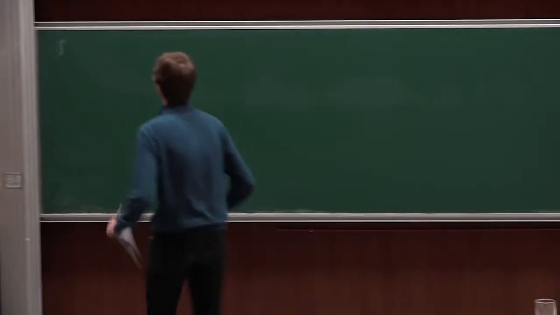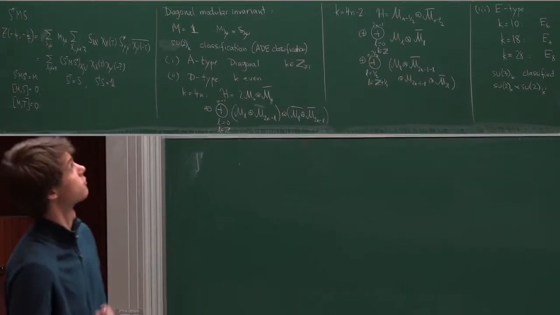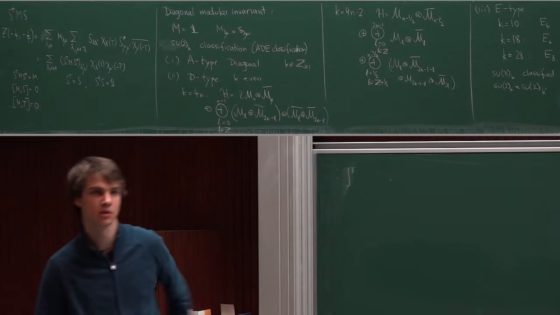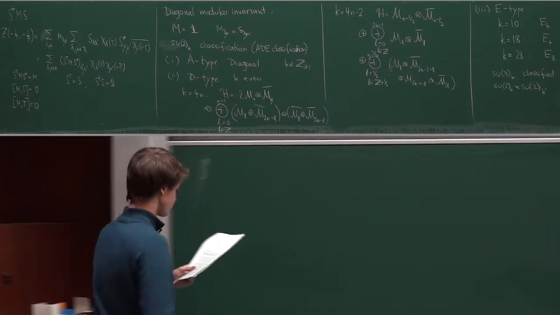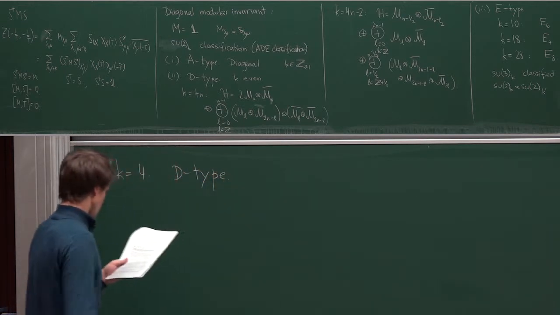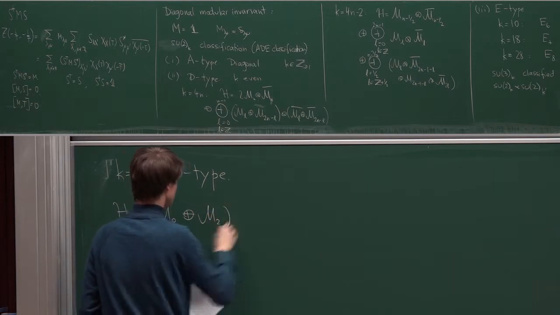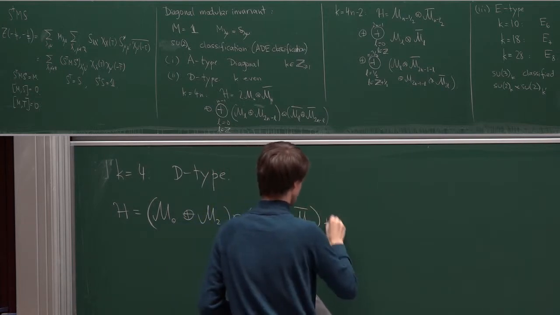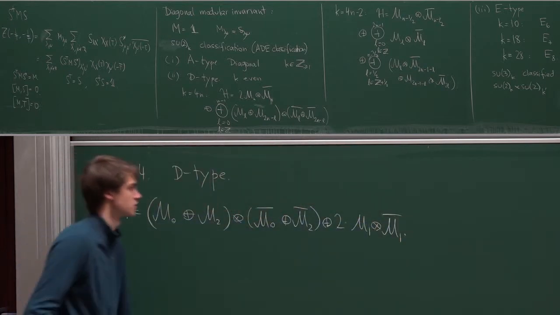And let's look at the simplest non-diagonal modular invariant we have, which is the D-type modular invariant at k equal to 4. There's actually also one at k equal to 2, but it happens to be accidentally equal to the A-type modular invariant, like in Lie algebras, where also the small d's are, the d2 is the a2. Good, so let's look at this k equal to 4 D type. And let's just write it again. So it's M0 plus M2 tensor M0 bar plus M2. And then we have 2 times M1.